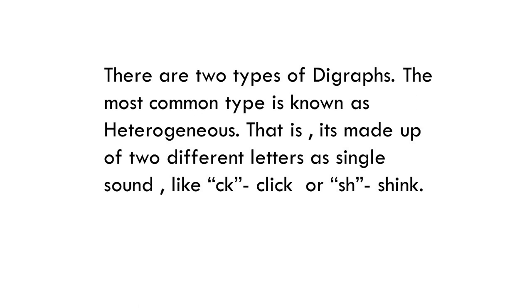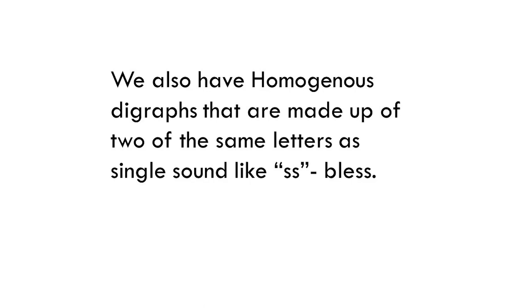There are two types of digraphs. The most common type is known as heterogeneous. Hetero means different, and it is made up of two different letters making a single sound, like CK in click, or SH in shrink. Already we have seen that all of those are heterogeneous digraphs. Then we also have homogeneous digraphs, made up of the same letter twice, like SS or EE. At the end of a word we can have homogeneous digraphs, where SS gives only one sound, like bliss, fluss.